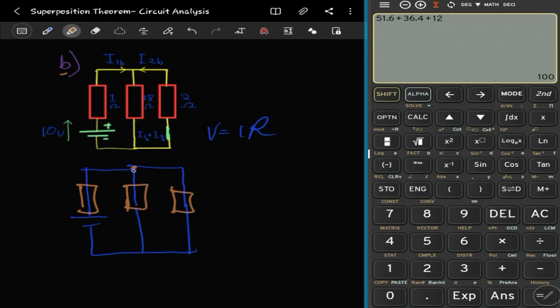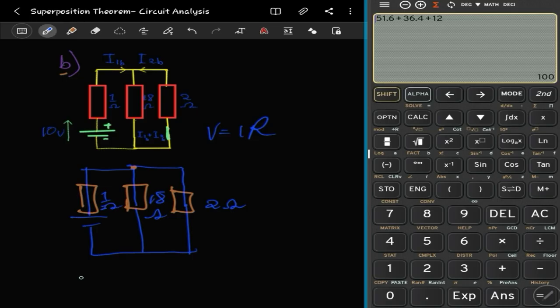So it's very clear that we can move from here to here without passing through any other element aside from these two, right? So we have their values, so we use their values. We saw that this is 2 ohms, this is 18 ohms, and this is 1 ohm.